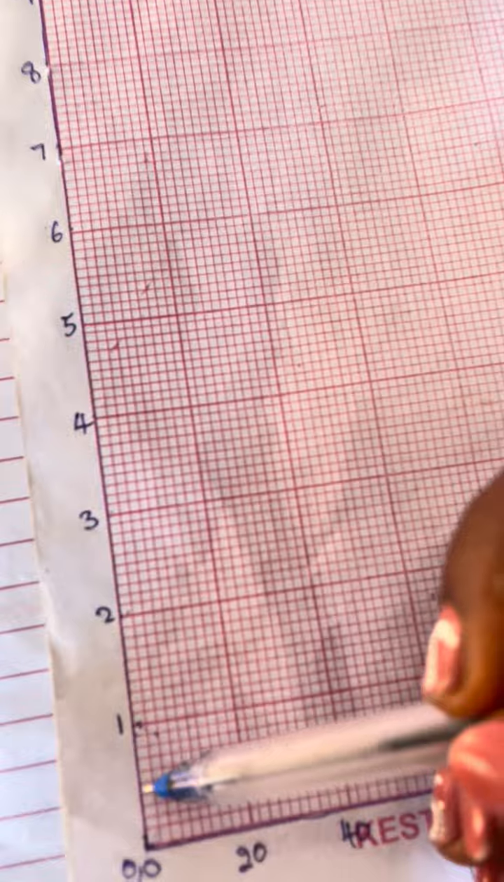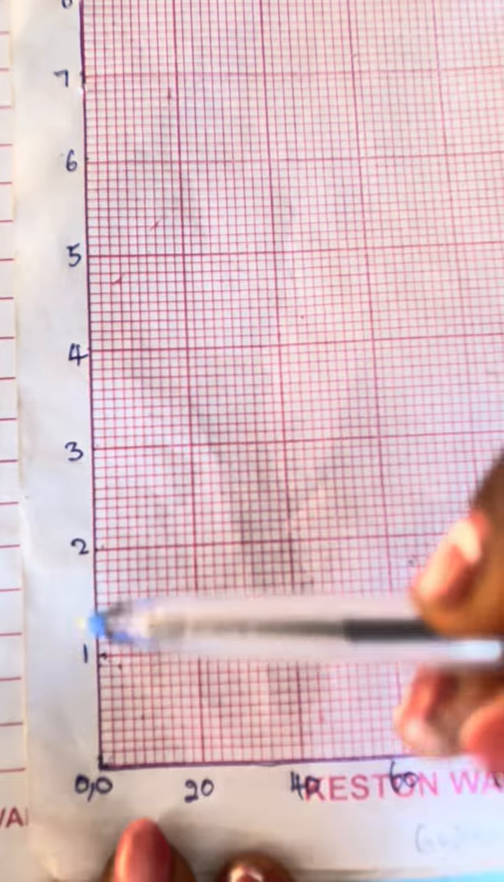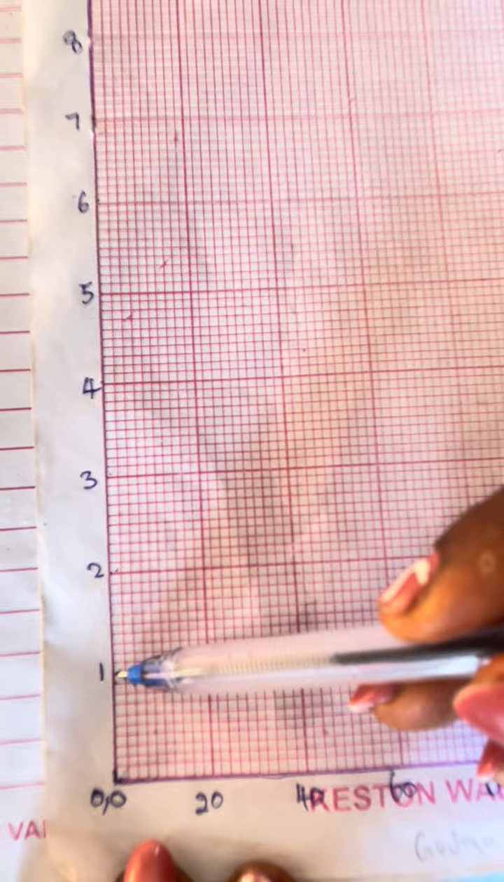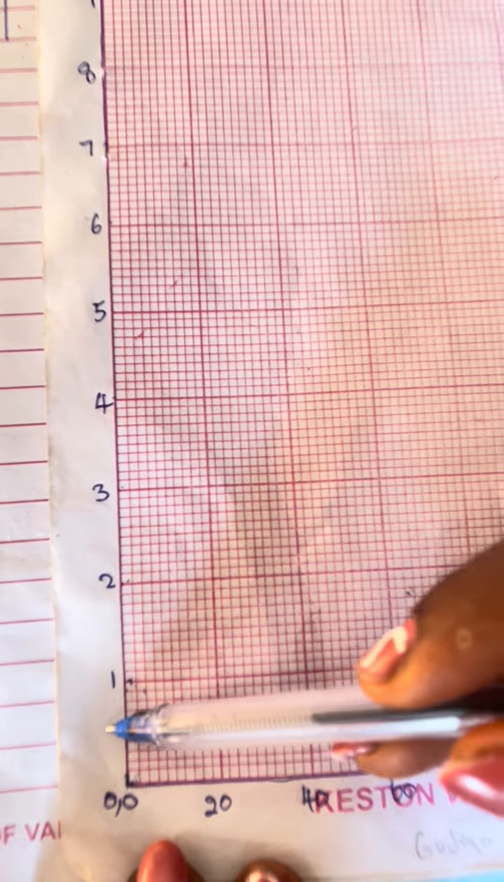All right. So now if you look at this, I want you to understand how to plot graph, right? So if you look at this graph, from here to here is 1. So it means half of it is going to be what?